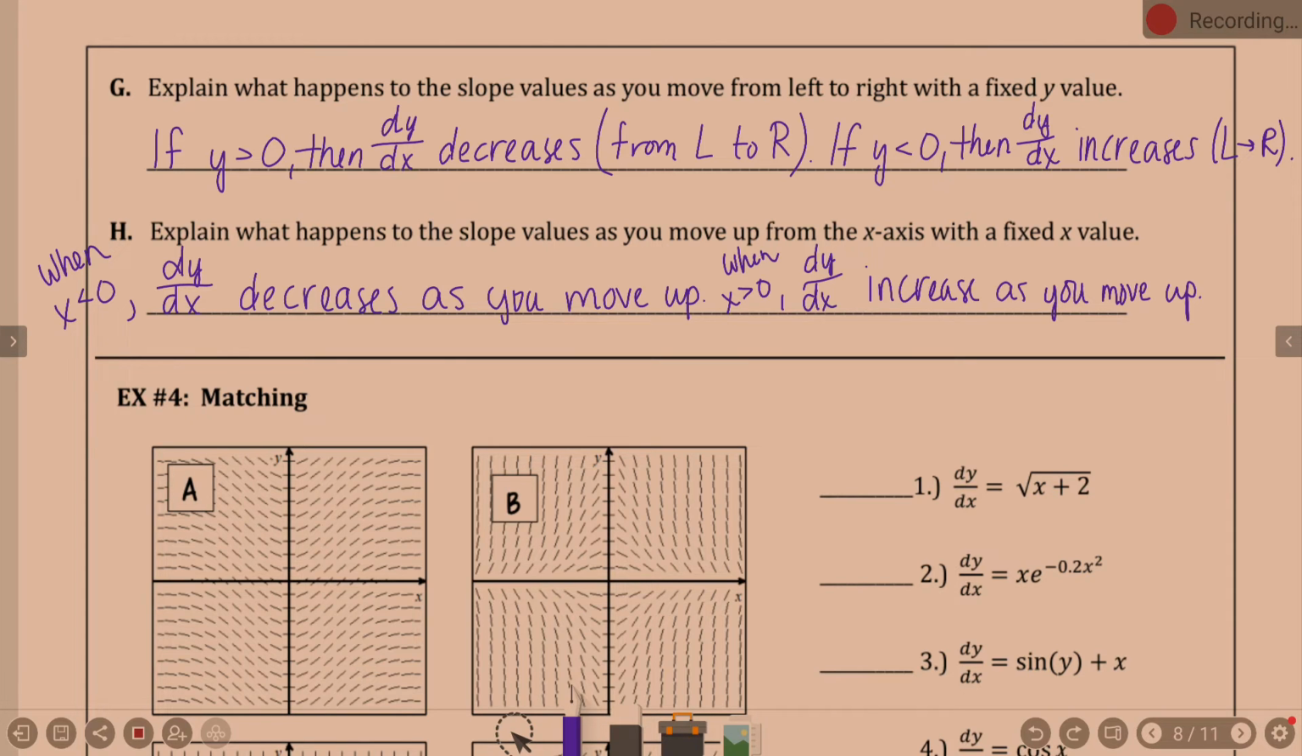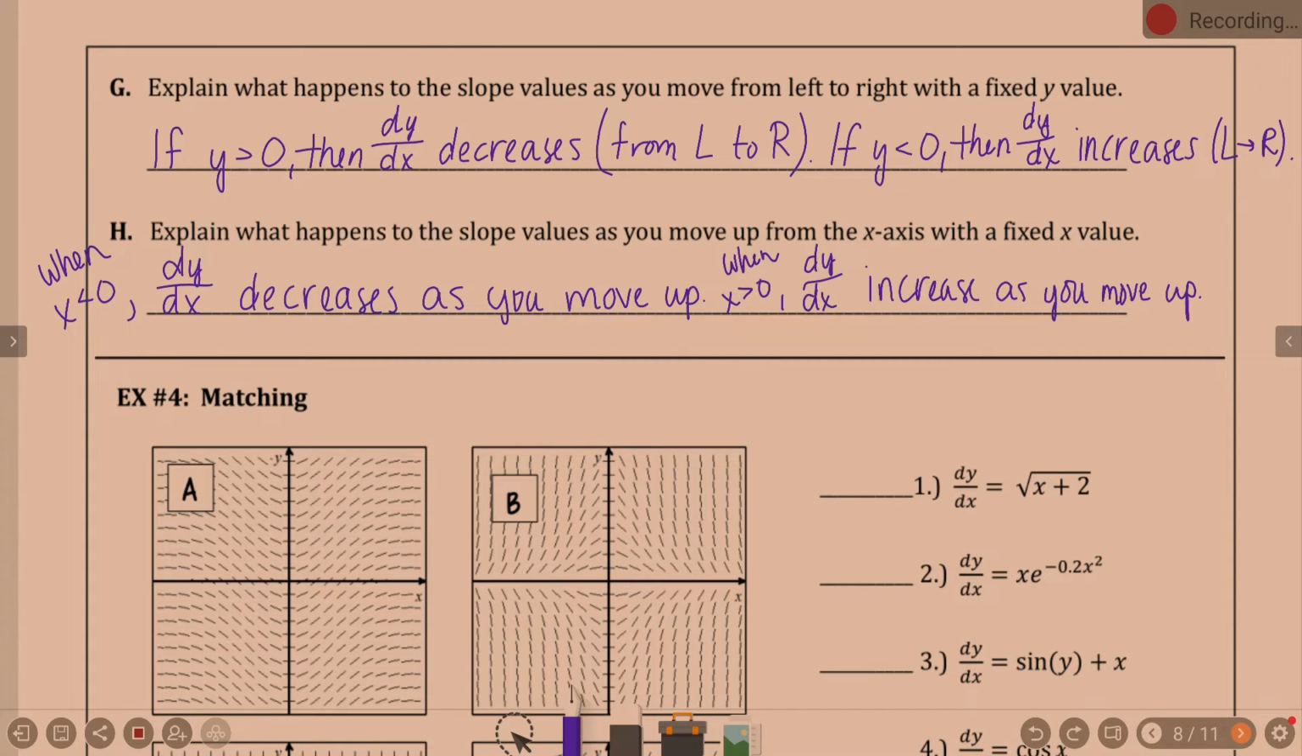Okay. Ready to do some matching? Okay. I honestly don't know exactly how you see slope fields on the AP exam. However, in multiple choice problems, I can see how that, you know, here's some slope fields. Which one goes with example 1? Or here's a slope field. Which equation goes with it?